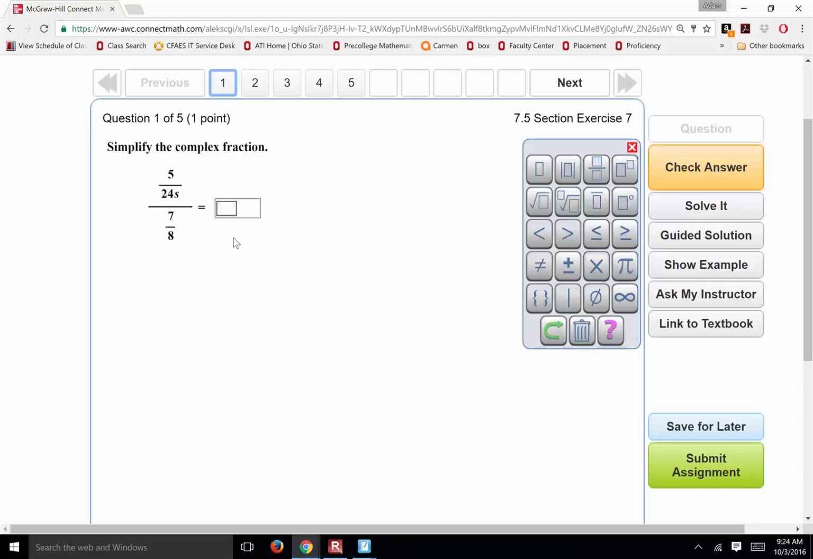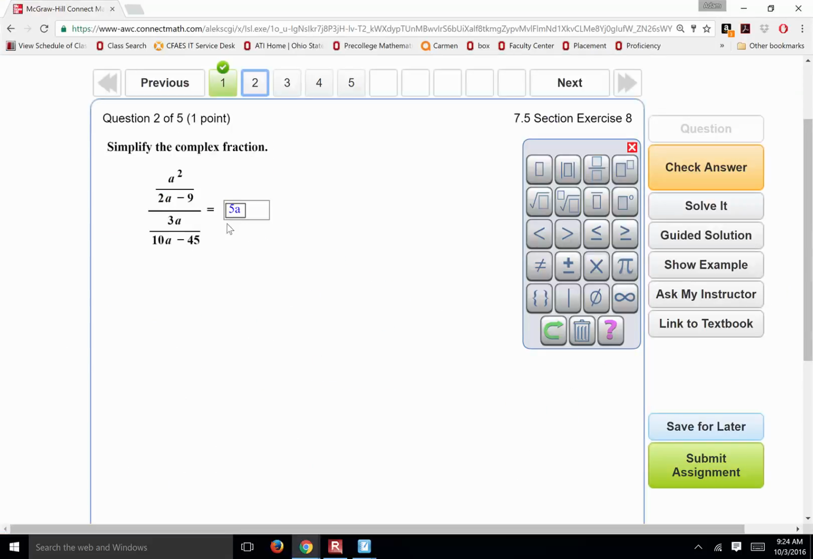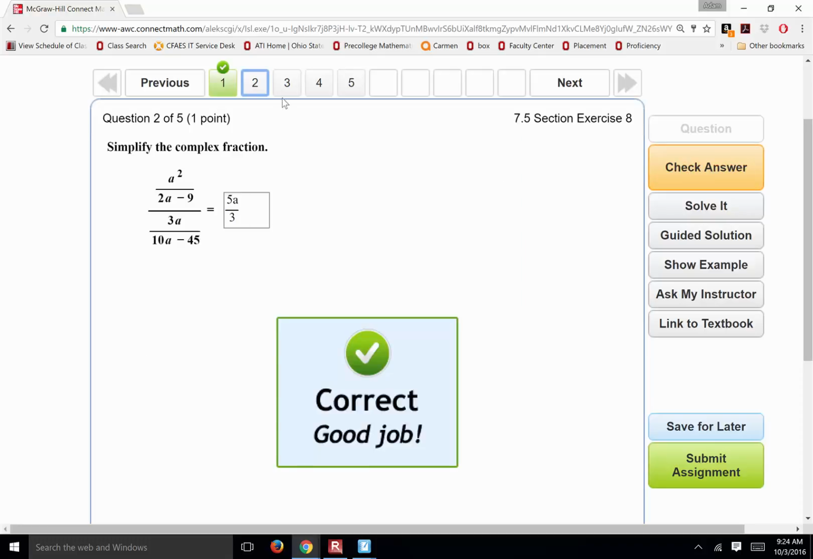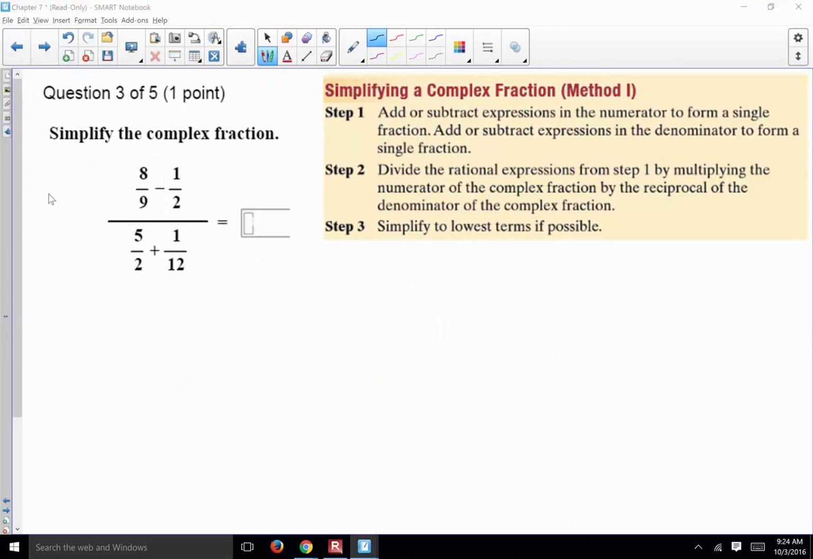What was the answer for this one? 5 over 21, and this one is 5a over 3. Okay, it looks like this section is so easy. Why should I even put only 5? I should have put more. No, the challenging ones are starting.